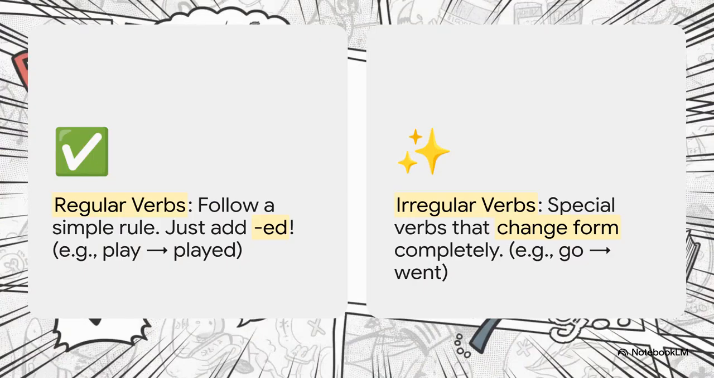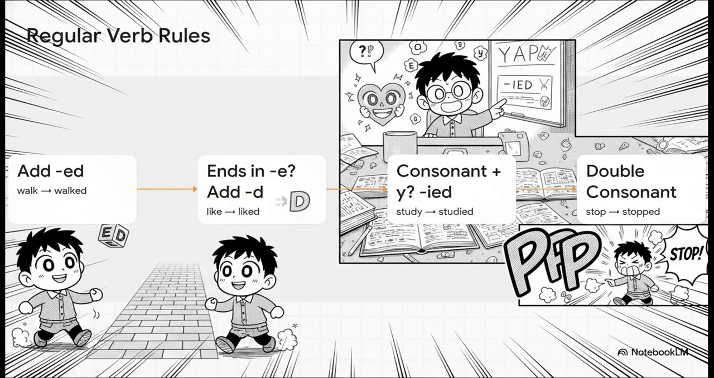Okay, on one side we have regular verbs. These are awesome because they follow a simple rule. You just add ed to the end. So play becomes played. Simple, right? But on the other side, we have the irregular verbs. These are the special ones. They don't follow the rules and they change completely. For example, go becomes went. Totally different.